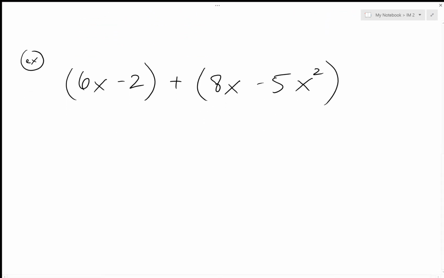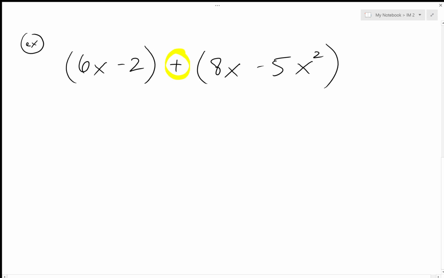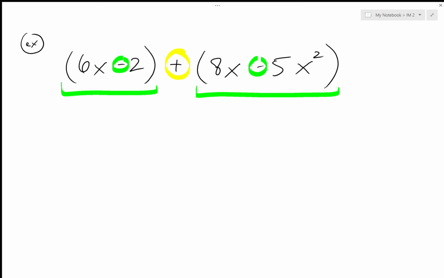Okay, so a couple things going on here. I've got a plus sign, but let's look at that piece by piece. Up here, there are two terms because they're connected by a subtraction sign. Over here, another two terms connected by a subtraction. So we have two polynomials. 6x minus 2 is a polynomial, and 8x minus 5x squared is also a polynomial, and then we're going to add those two together. So we're adding polynomials right here.